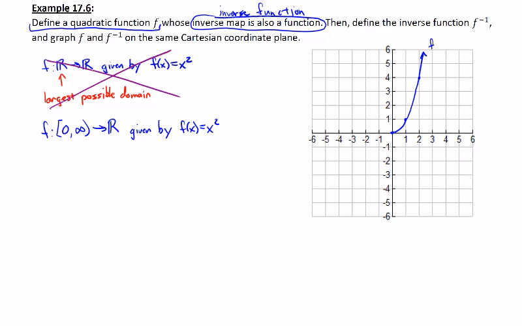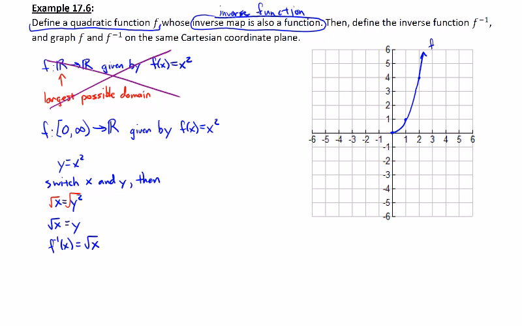So now that we have this, we can go through the procedure of finding the inverse function equation. So we're going to say y equals x squared, and we will switch the x and the y. And then this will give us x equals y squared. Take the square root of both sides, and we will have the square root of x is equal to y. In other words, f inverse of x will be equal to the square root of x.